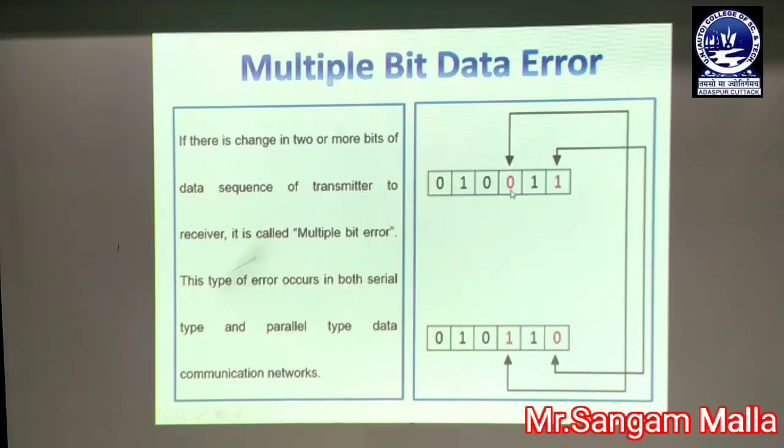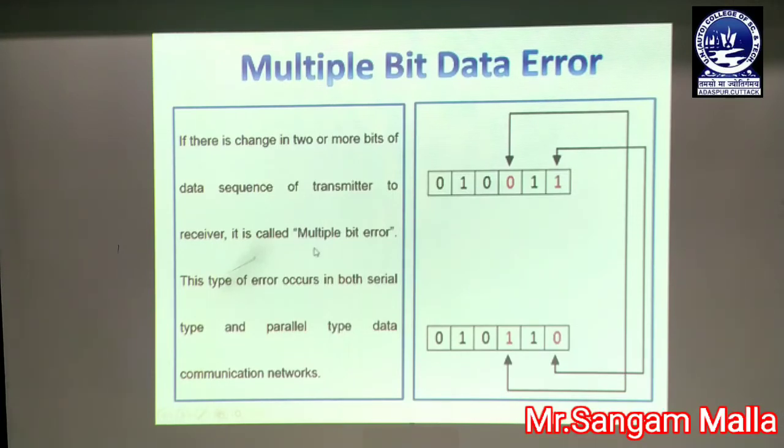So here you can see that we have a bit change at two locations, that is the fourth location and the sixth location. So this is called a multiple bit data error. Whenever we have a chance of getting more than one bit error, at that time we consider it as a multiple bit data error.